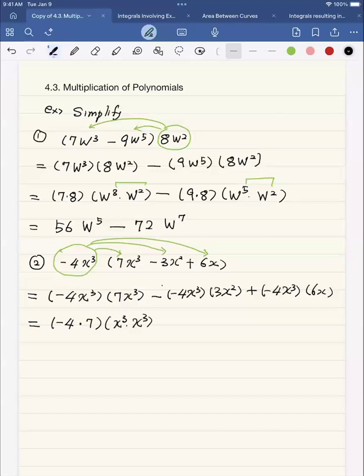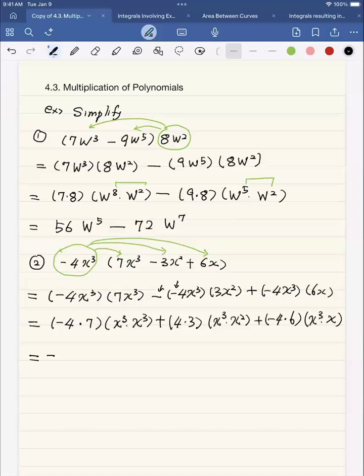Minus will make plus. So plus 4 times 3 times x cubed times x squared, plus negative 4 times 6 times x cubed times x. If you can skip the step, then it is better. For clarity, I'm explaining each step.